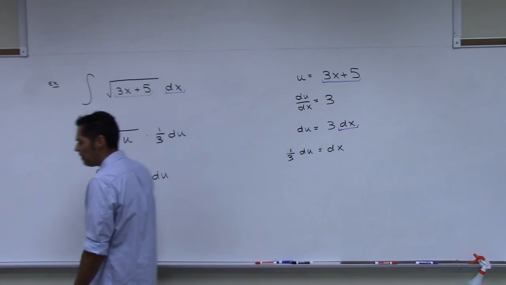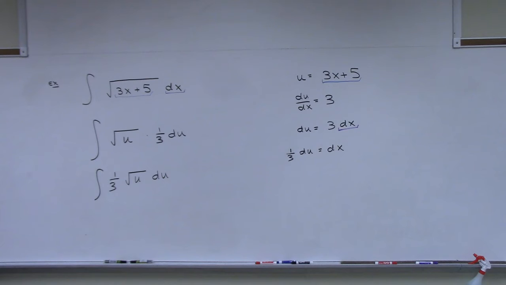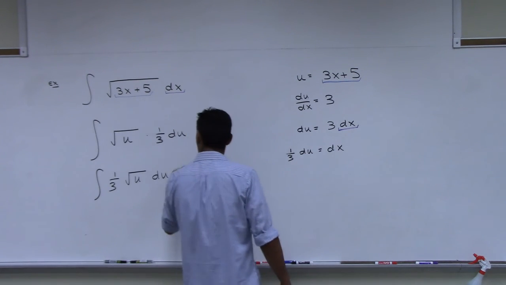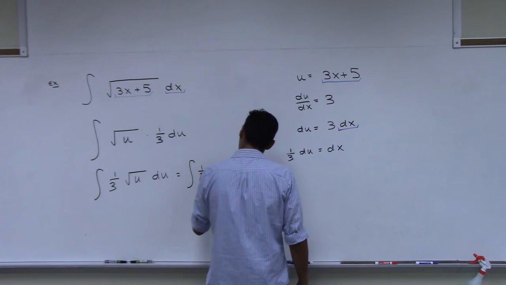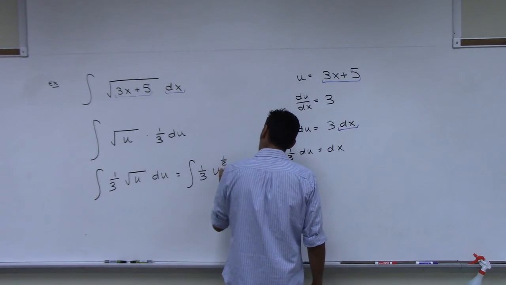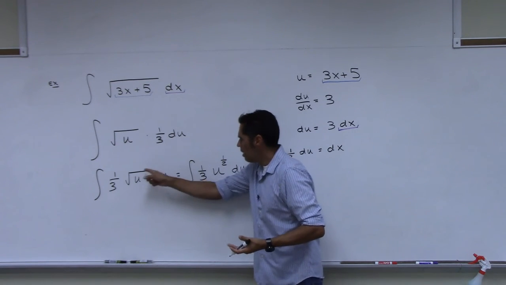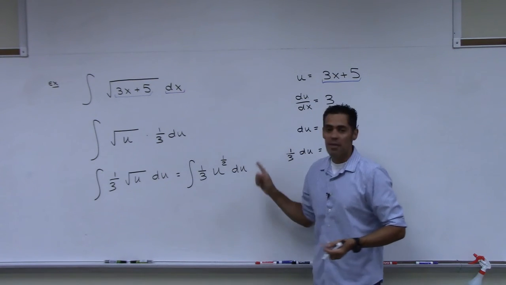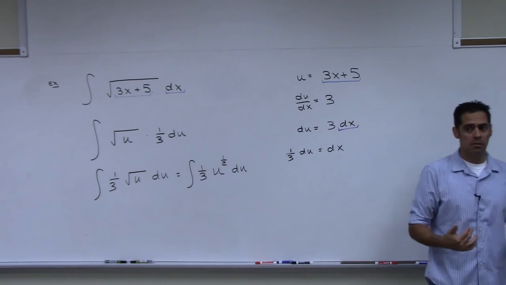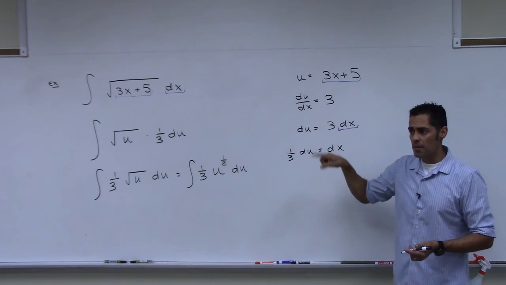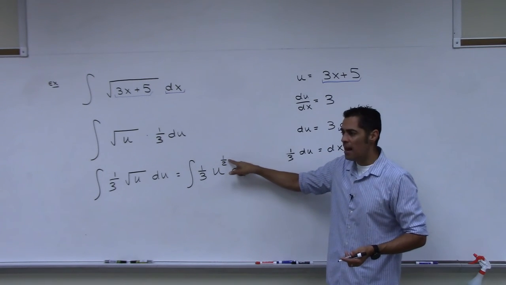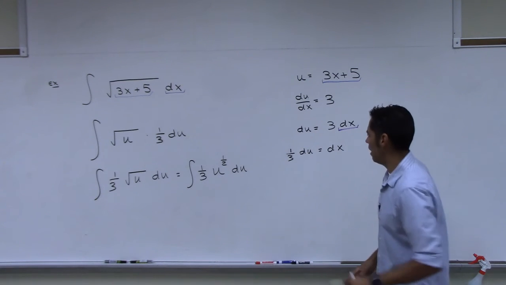Uh-oh. How do we find the antiderivative of square root of u? Square root of u is the same as u raised to the 1/2, isn't it? So this is the same as 1/3 u raised to the 1/2 du. So I'm rewriting the radical as a rational exponent, and that way I can use the power rule. The power rule was that rule where you added 1 to the power, right? So we're just going to add 1 to that. We're going to have to do a number out front, so let's see what we get.